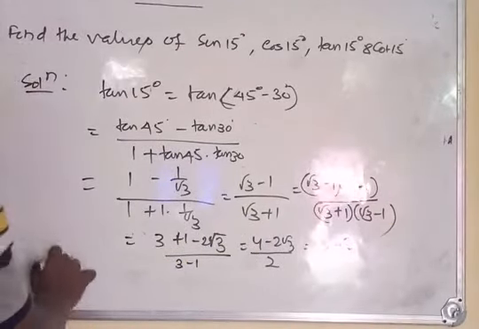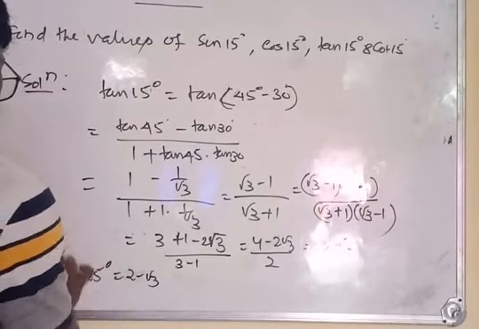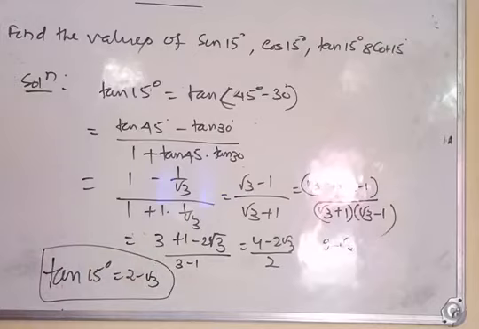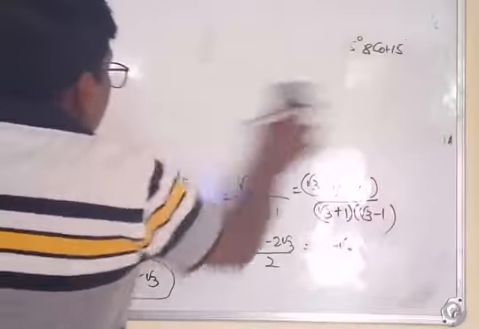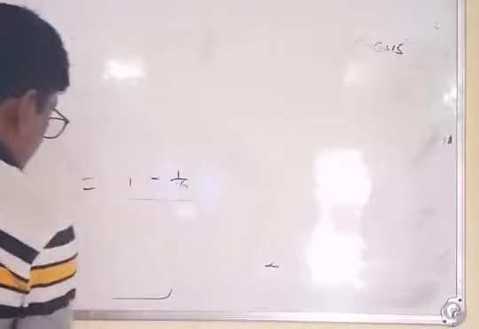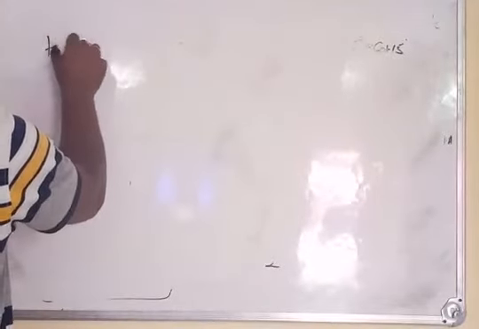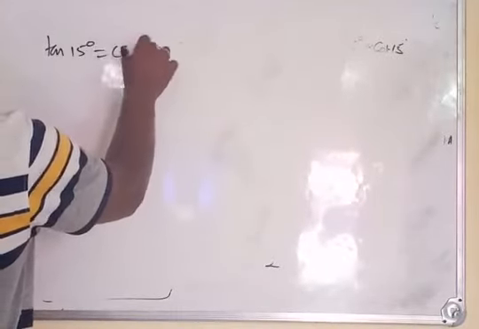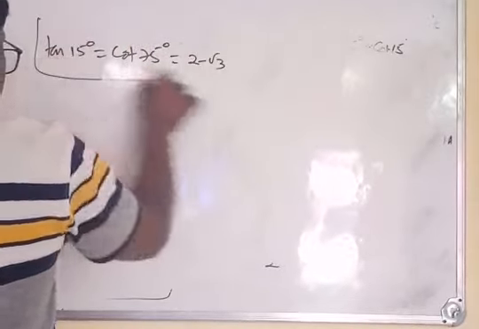Tan 15 is equal to what? Tan 15 is equal to 2 minus root 3. And note, tan 15 is equal to cot 75, which is equal to what? 2 minus root 3.